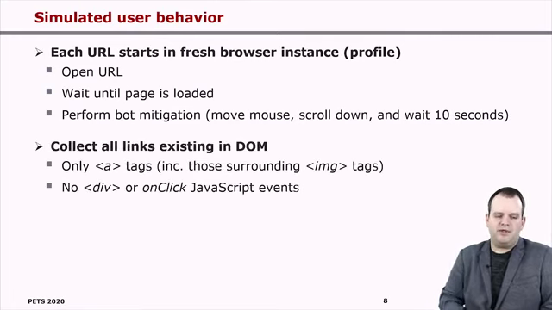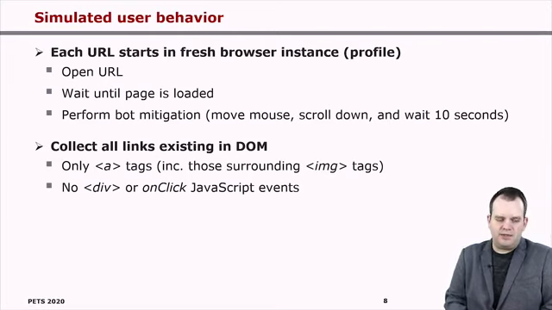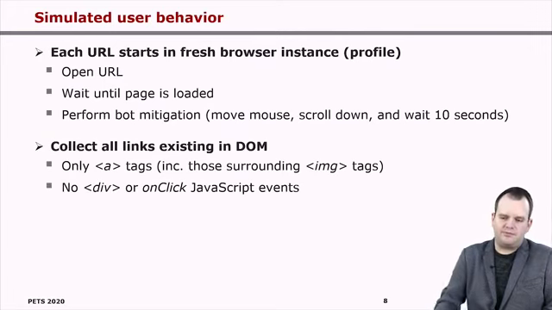Once this is done, then we try to collect all links from the DOM. That means we basically get all A tags from the DOM, including those that are surrounding image tags. So links can also be images, but they don't have to be text, though they can be text. Other tags, such as, for example, div tags with an onClick JavaScript event, which may then trigger the loading of another website, are not considered to be links. So for us, links are only A tags.